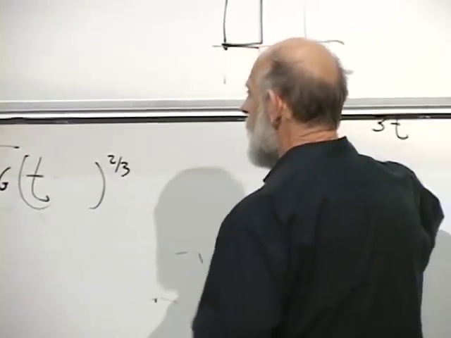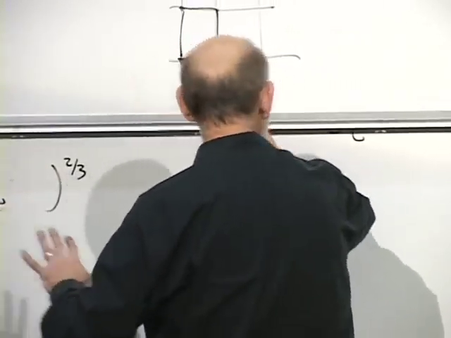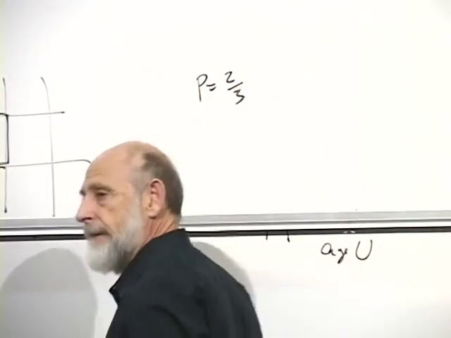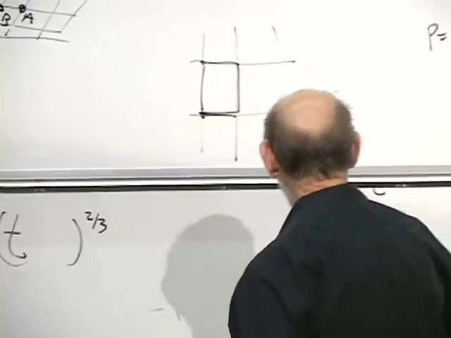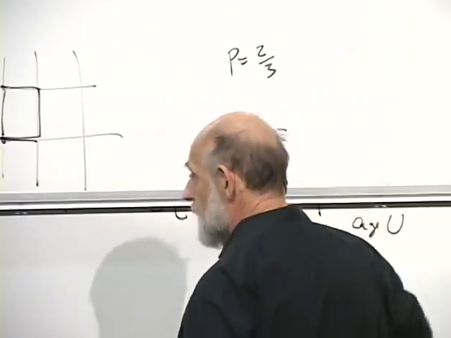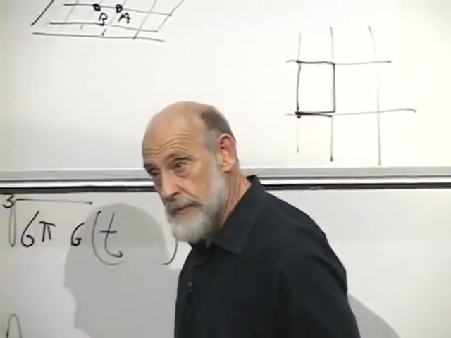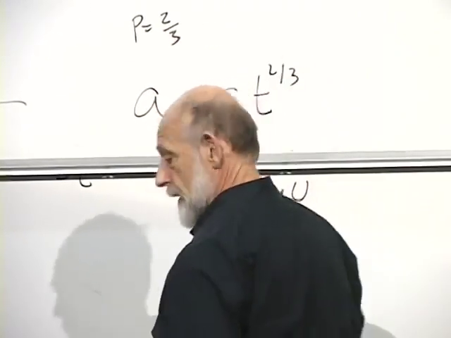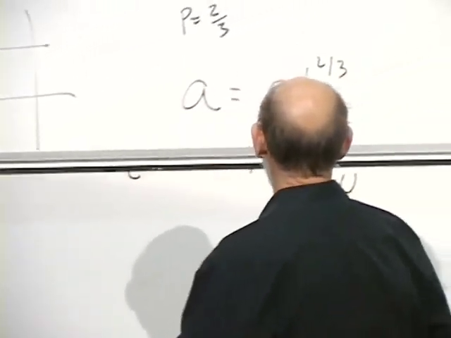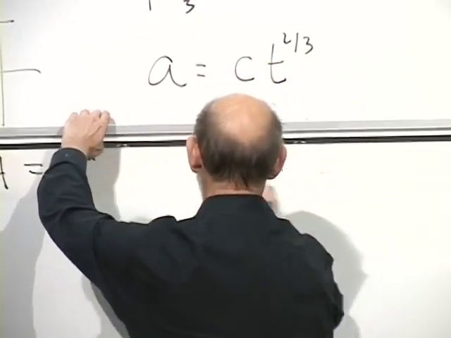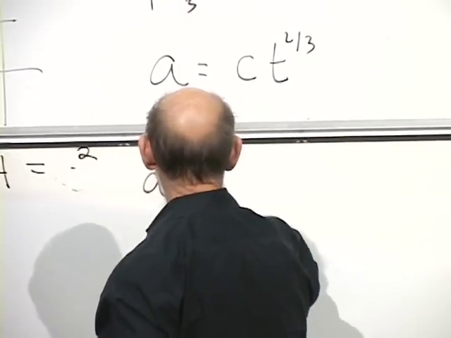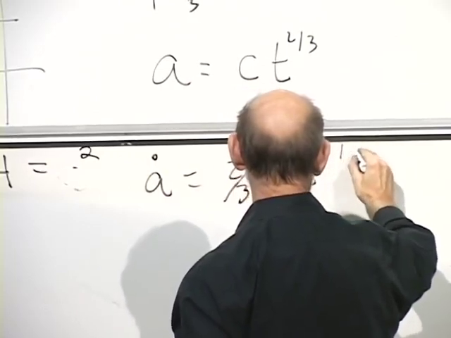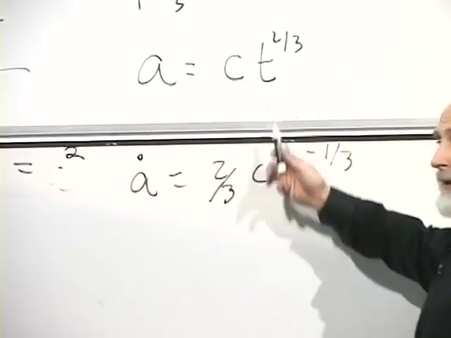Here's what we discovered. Quite apart from what m is, we always found that p was 2/3. That was independent of m. So that says that A is equal to some unknown constant C, which depends on m, times t to the 2/3. The unknown constant C cancels out of the age of the universe. A dot is equal to 2/3 C times t to the minus 1/3. I've just differentiated it.